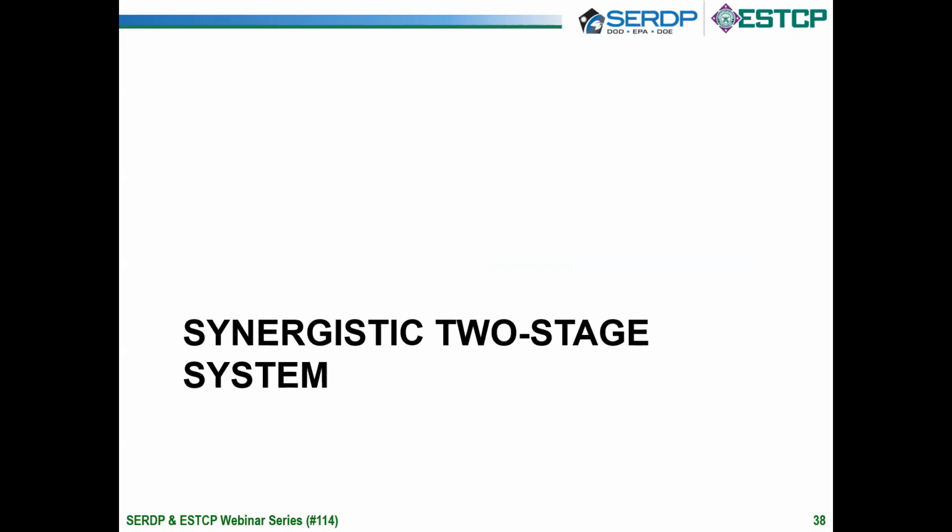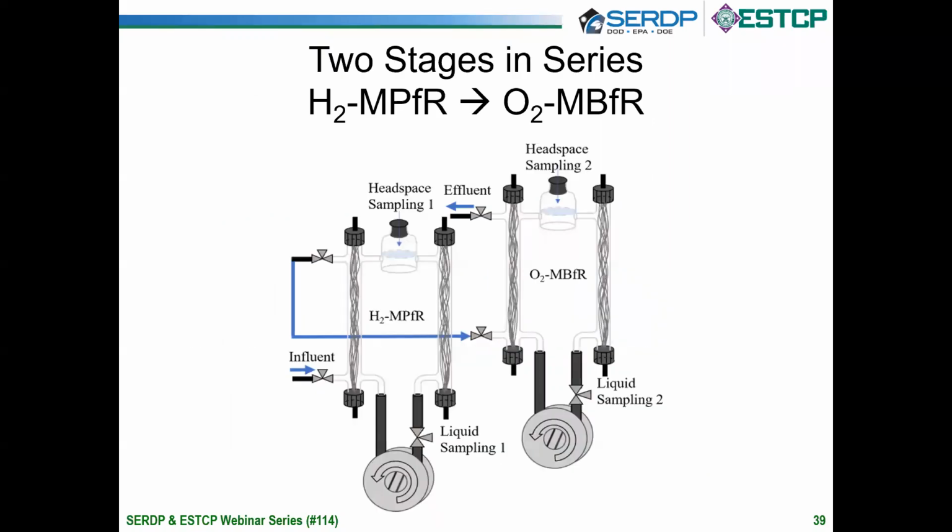The big test is we put them together. We create the synergistic two-stage system. So here's what we did. We literally just hooked up the two systems. The effluent of the hydrogen-based MBfR became the influent of the oxygen-based MBfR. So that's all we did. We just hooked them up.